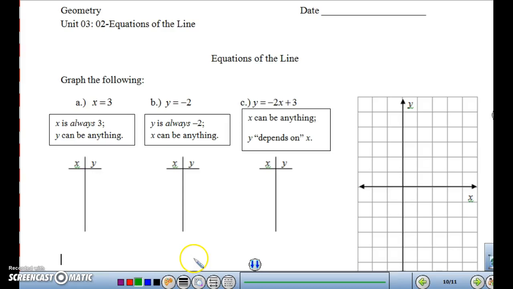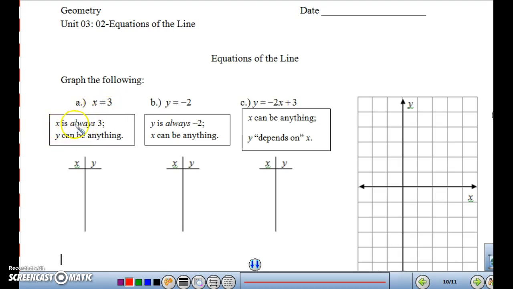This is Geometry, Unit 3, Lesson 2 on equations of the line. Let's use the equation of a line to graph some lines. First one we're going to look at is x equals 3. The equation of the line where x equals 3 is telling you something. It's a little strange, but it says x is 3.